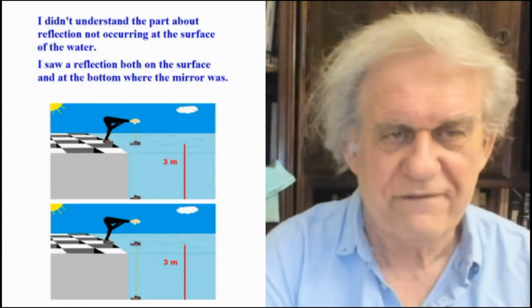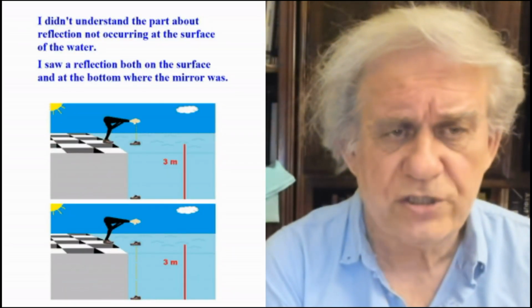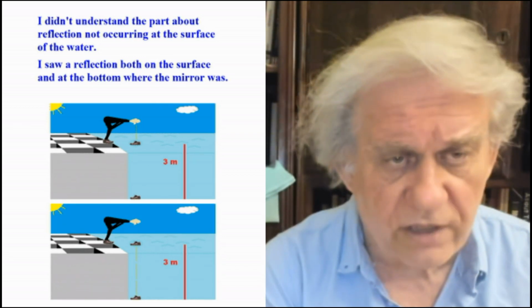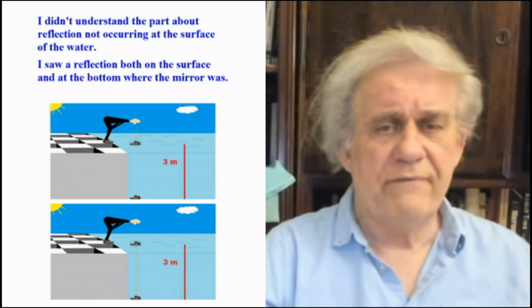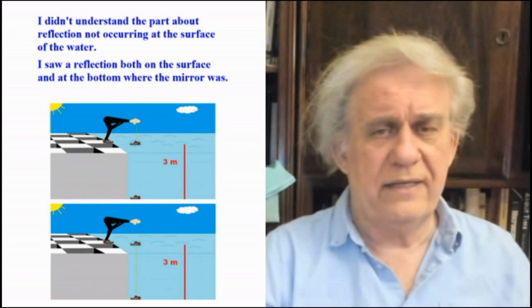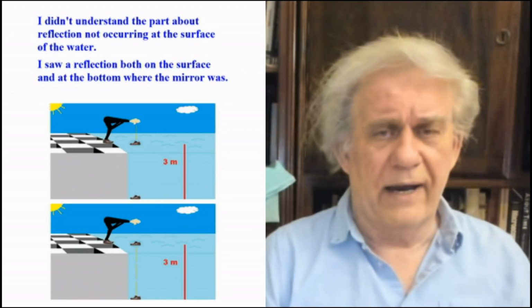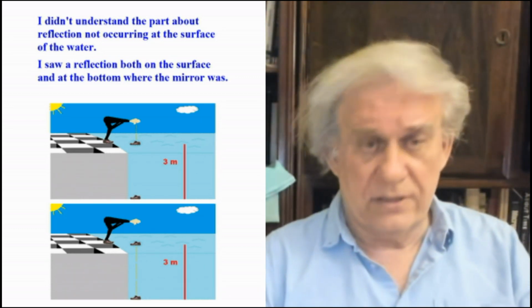Okay, so here another fellow says, I didn't understand the part about reflection not occurring at the surface of the water. I saw a reflection both on the surface and at the bottom where the mirror was. I showed an experiment where I have a mirror at the bottom of a trash can and I filled it with water, and I showed that I can always see the mirror with water and without water. So I'm seeing all the way through the water all the way to the bottom. And so this person is questioning that.